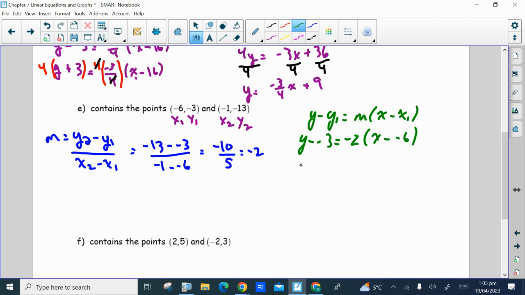Again, the minuses become plus positive, so it'll be y plus 3 equals negative 2 times x, which is negative 2x. This minus becomes a plus positive, so it's actually plus 6 times negative 2, which is minus 12. And then we would subtract 3 from both sides to get y by itself for slope-intercept form. So negative 2x take away 15 is our equation.